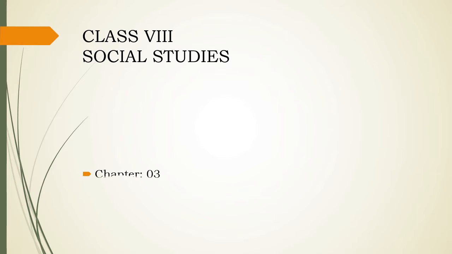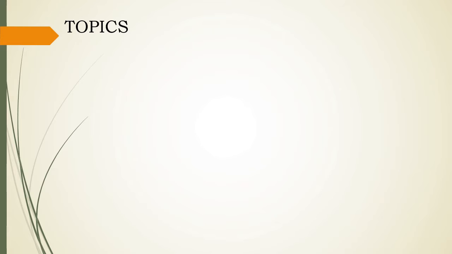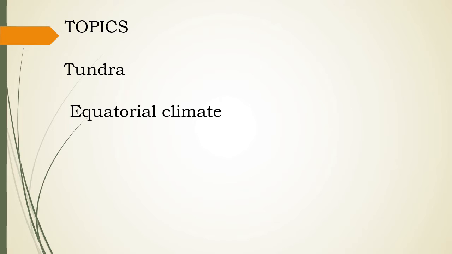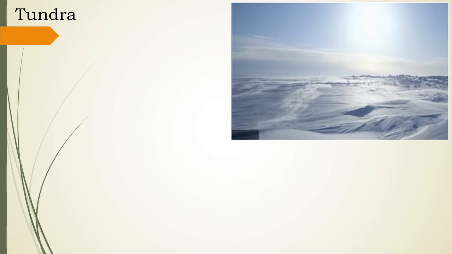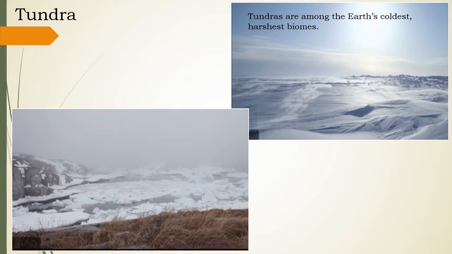We are studying chapter number 3, major climatic regions of the world, and I am your teacher Miss Uzma. Topics: we are going to study tundra and equatorial climate. Tundra. Barren tundra lands are home to hardy flora and fauna and are one of the Earth's coldest Arctic biomes. The ecosystem is treeless regions with extreme cold and low rainfall.